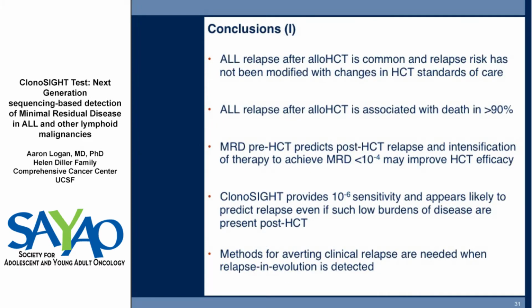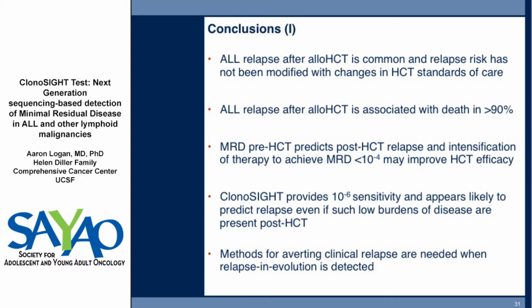So some brief conclusions here. We've demonstrated that ALL relapse is actually very common after allogeneic transplant, with about a third of patients relapsing. And relapse after transplant is associated with near uniform lethality. And so this is something that we need to improve our management of and try to avoid.